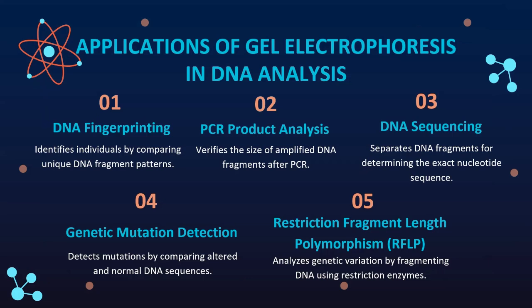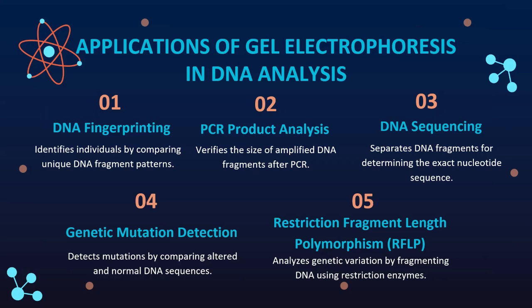And then, another one is PCR product analysis. So, it verifies the size of the amplified DNA fragments after the PCR. Kasi yung gel electrophoresis natin is based on the sizes ng ating mga DNA fragments. And then we also have here the DNA sequencing, which uses gel electrophoresis to separate DNA fragments, helping na yung pagdetermine ngayon ng order ng ating nucleotides in a DNA molecule.